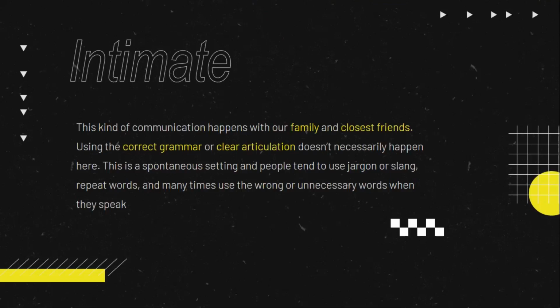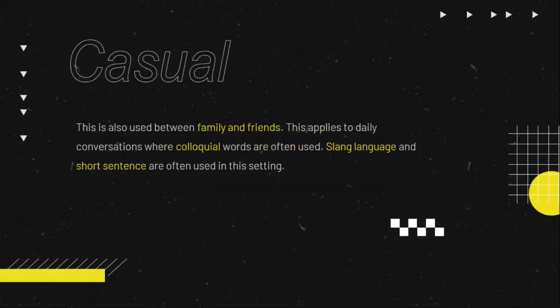Okay, again, when we say intimate, you use this speech style with the persons you are very close with. Okay, so in intimate, your speech style or your grammar doesn't matter. What's important is you can understand each other, okay? Next, second, casual. So this is also used between family and friends.